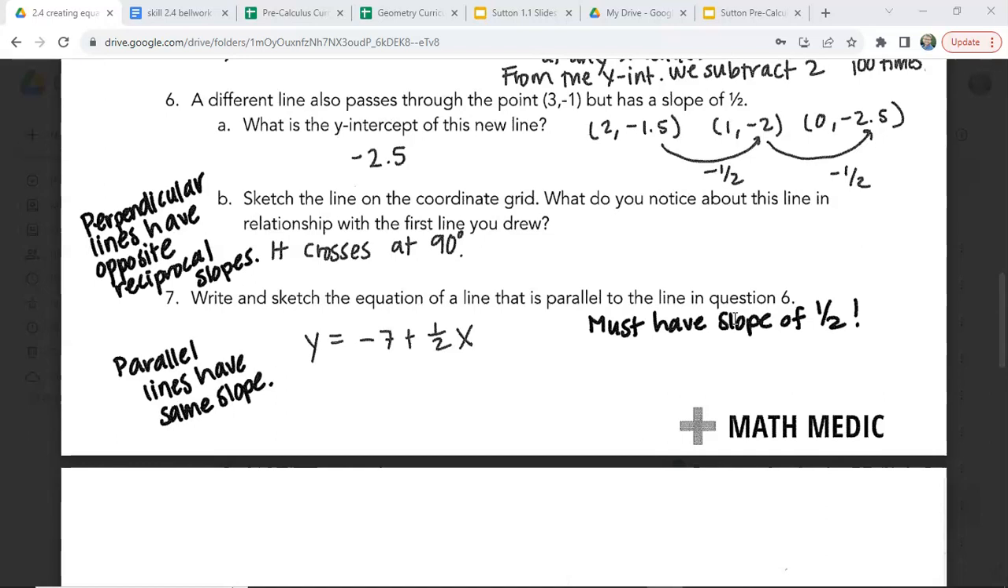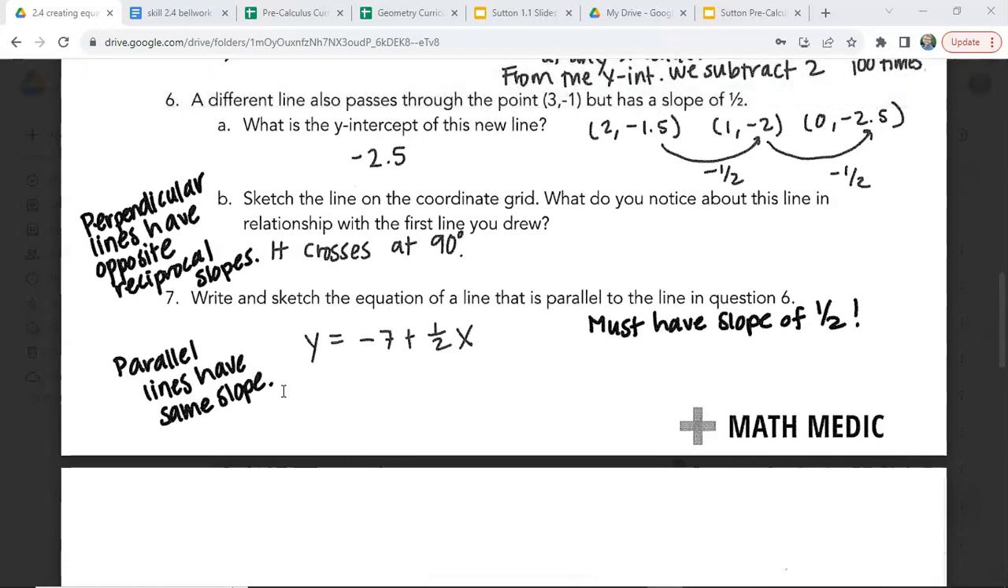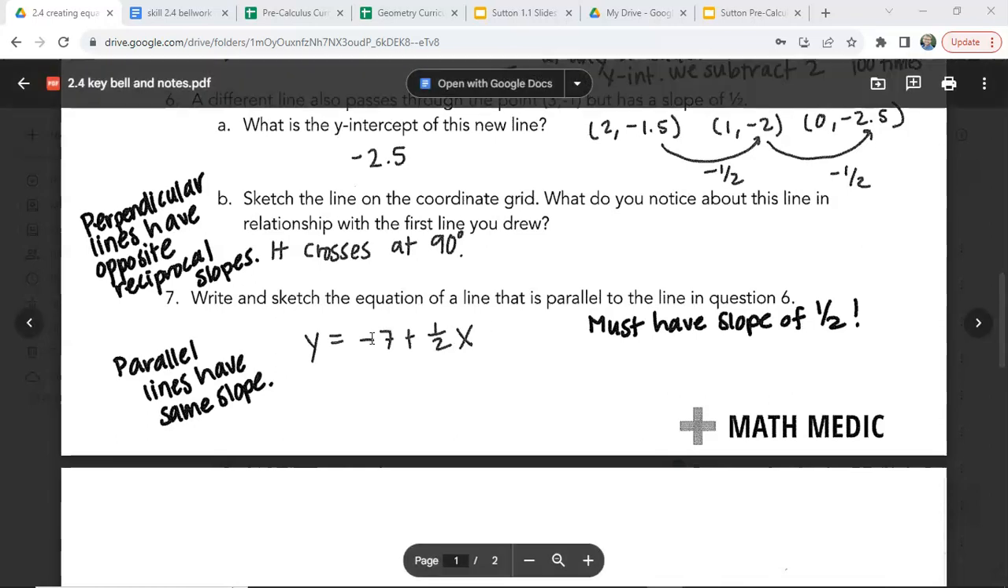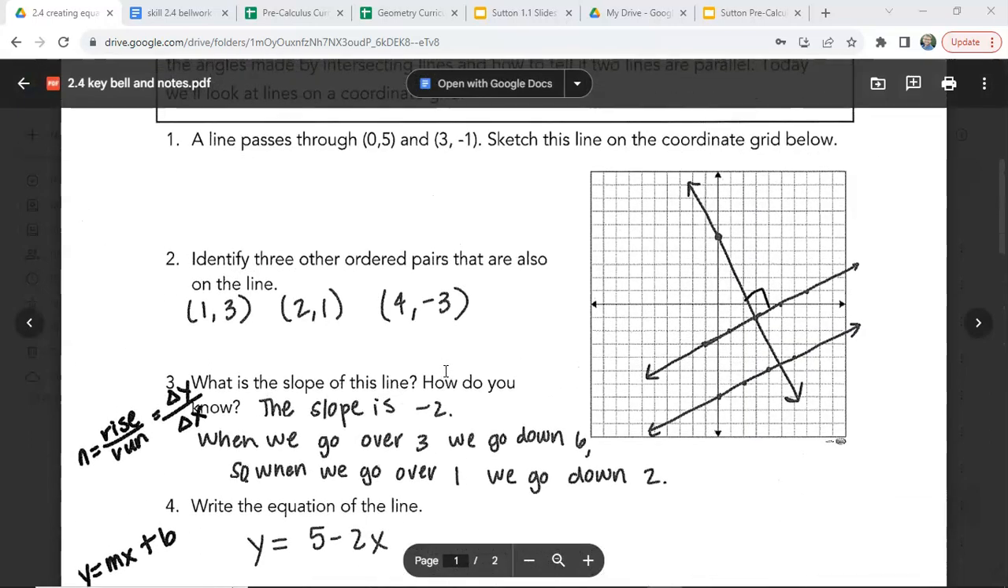Write and sketch the equation of a line that is parallel to the line in question 6. So parallel lines have the same slope. So this line would have to also have a slope of 1/2. The y-intercept could be anything here. It doesn't say that it crosses the y-axis at any point or goes to any specific point, but it does have to have that slope of 1/2. So that's this other line here.